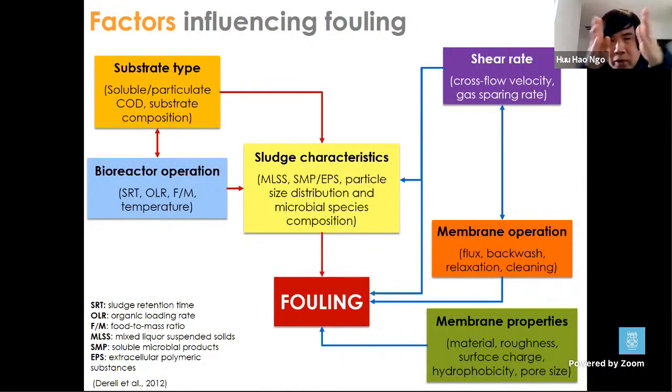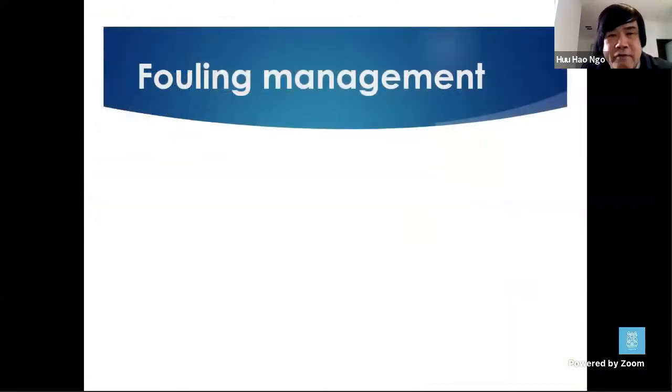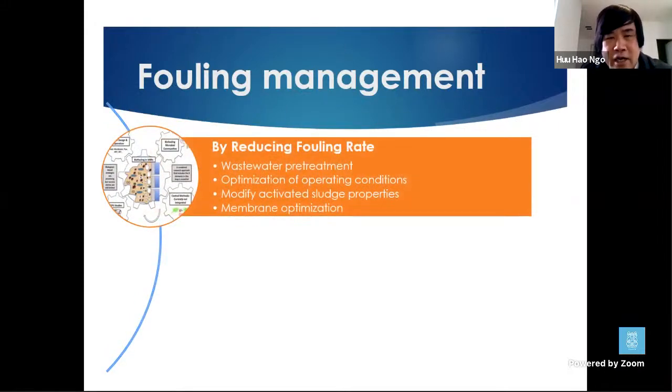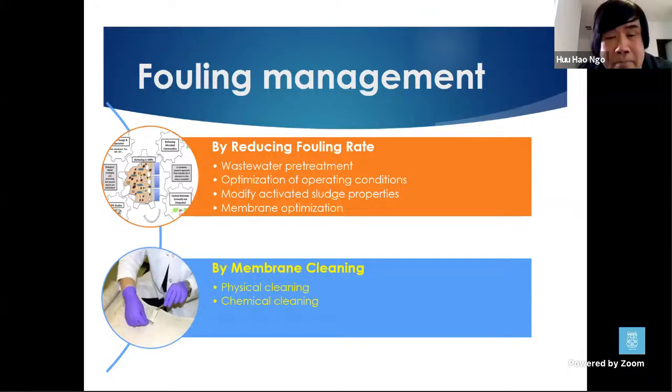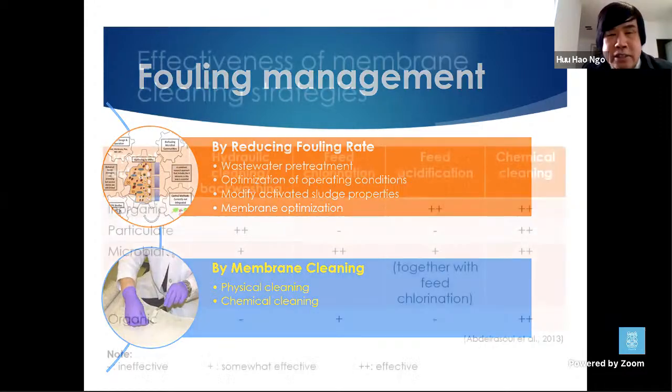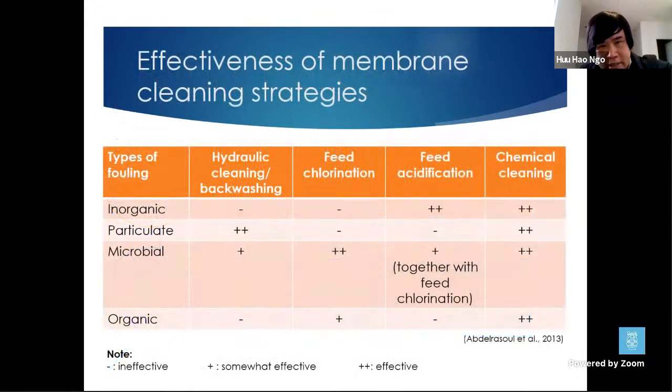You can see this is the way we think to control the fouling. And then the fouling management, as I discussed with you already. But for membrane cleaning, we need to know the proper way to clean the membrane. Normally we talk about physical cleaning and chemical cleaning, and the chemical cleaning strategy is here.